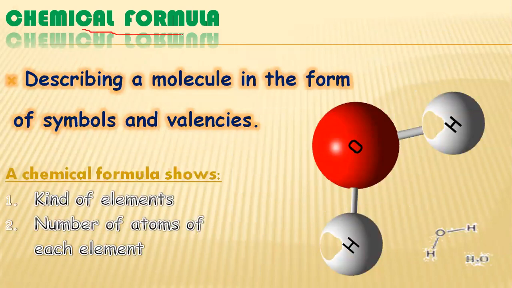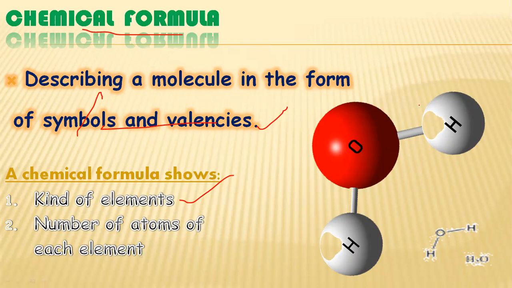Now let's see, if we know molecule and compound, how we'll write its formula. So what is chemical formula actually? Describing a molecule in the form of symbols and valency. Simple. If we write its symbol and its valency, that is called chemical formula. Just symbol, not complete name. So a chemical formula shows what kind of elements are present in the molecule by its symbols, and what number of atoms are present of each element, that is from valencies.